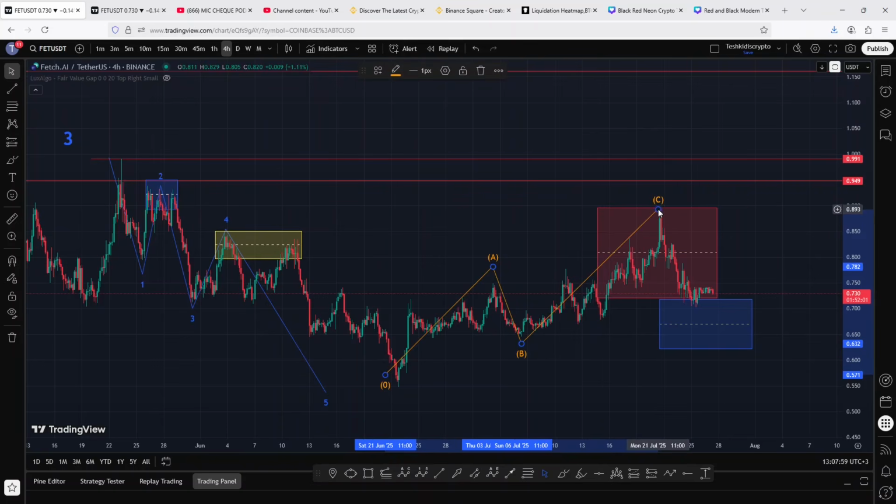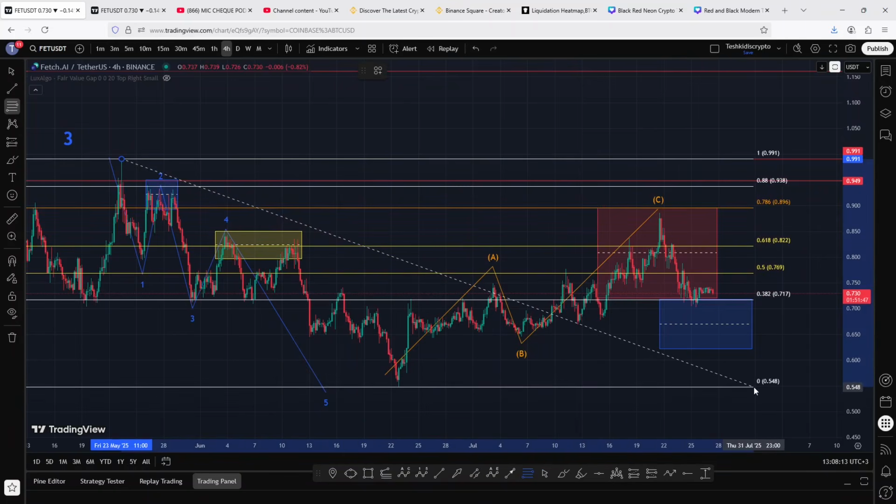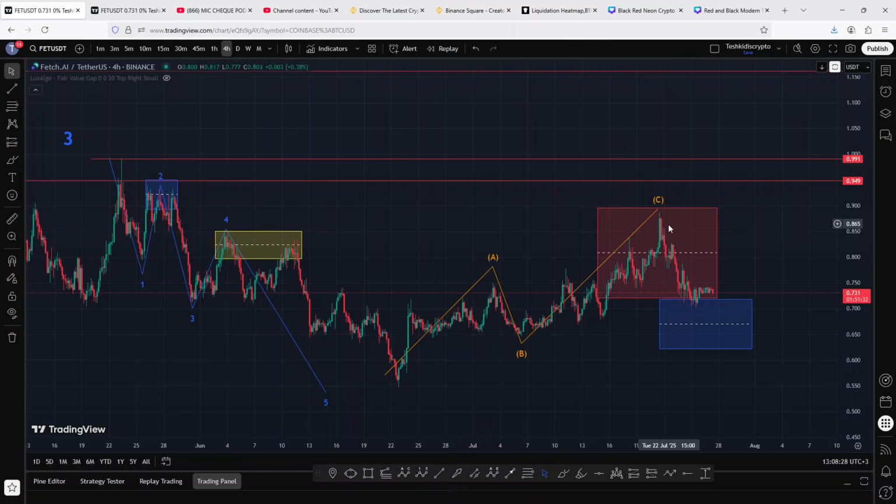having that as the wave A, a pullback in a wave B, and then finally saw the formation of that wave C. And in that ABC corrective structure, I had an area of interest that I came up with by connecting the Fibonacci's from the high of the first wave to the low of that wave 5. And the area was between the fib level 0.78 and the fib level 0.382, and that is between the 0.896 and the 0.717, an area within which I have been expecting to see a rejection, and you can see that it's playing out.